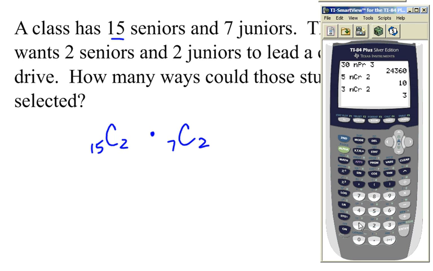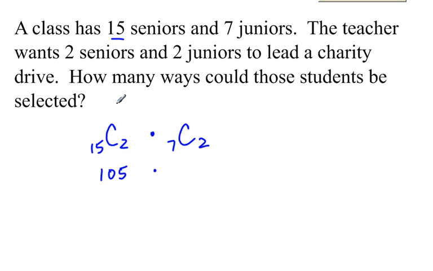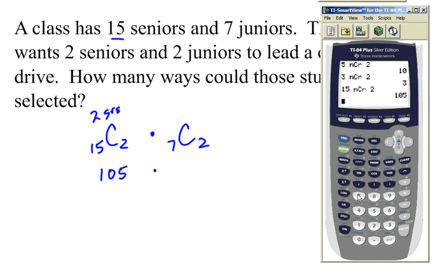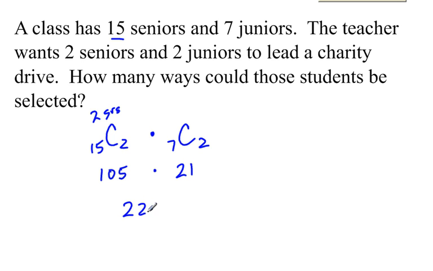So here we go. 15 math, combinations, 2. So we have 105 different ways of choosing 2 seniors. And then we look at all the ways we could pick our 2 juniors. 21 ways, and now we just multiply those two numbers. So 105 times 21 gives us a total of 2,205 ways to choose 2 seniors and 2 juniors to lead this charity drive.